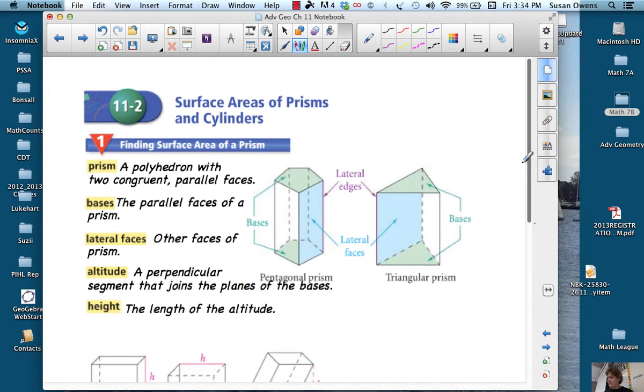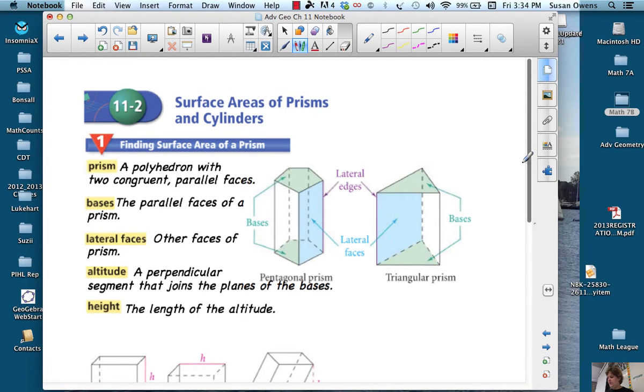The other faces, a lot of times we like to put the bases on the top and the bottom, and if we do that, the other sides are called the lateral faces. So the definition is: other faces other than the bases.